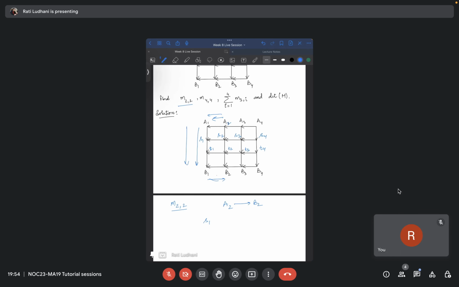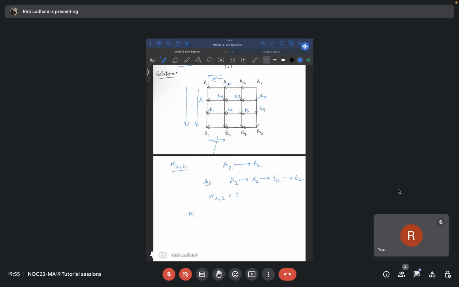I cannot go to the right. So A2 to B2 will only be the straight path: A2 to S2, S2 to T2, T2 to B2. There is no option to go to the right. If you go like this, you cannot come like this. So you start at A2, go to S2, go to T2, and go to B2. So M22 is just 1. There is only this possibility.